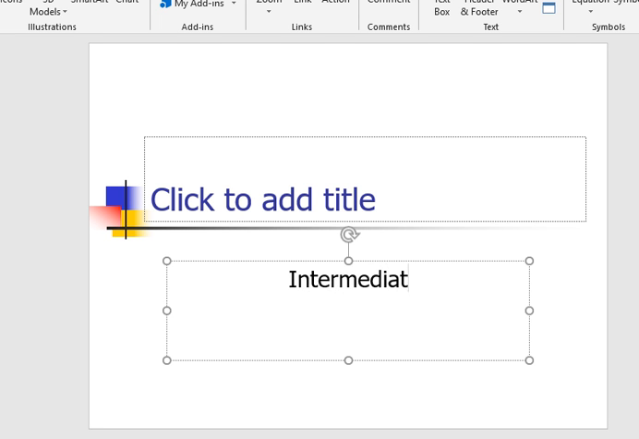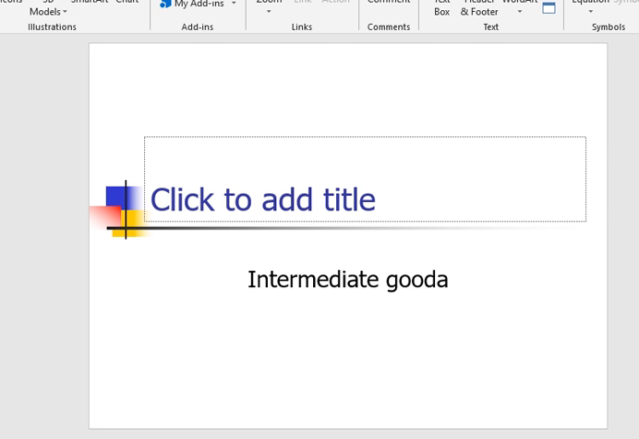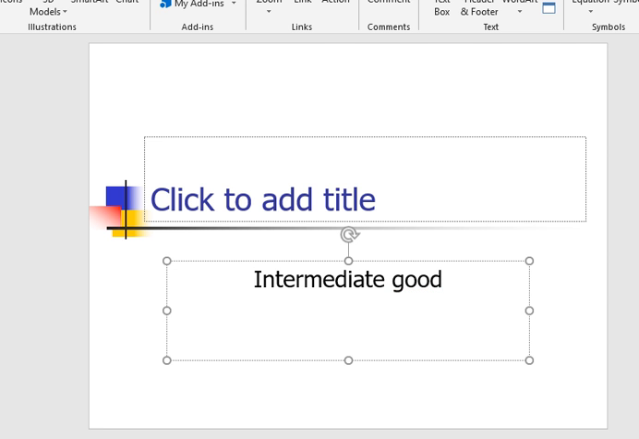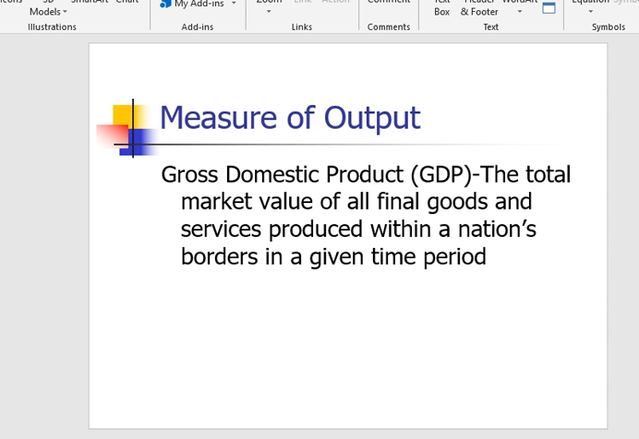Intermediate good. So intermediate good is a good that has not reached its final user. In the example that we've just talked about, flour is an intermediate good. It cannot be counted as GDP because the final good, a bakery, doesn't sell flour. A bakery sells bread. And the price of bread is likely to have included the cost of flour.